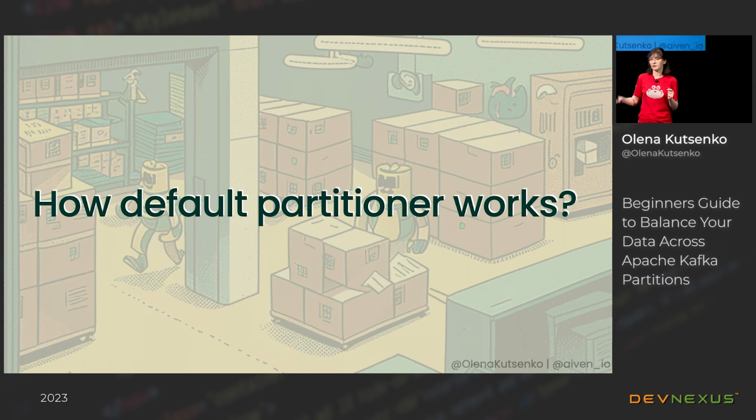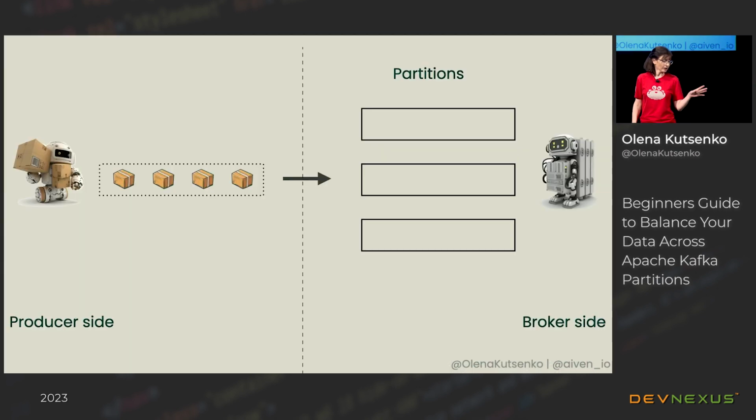There are 3 main things the default partitioner will look for when deciding where to send the data. Here I have on the, is it right?